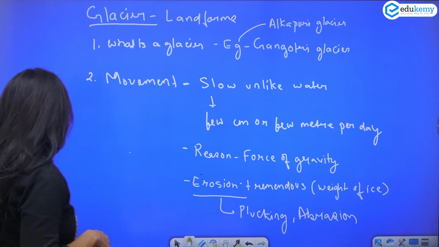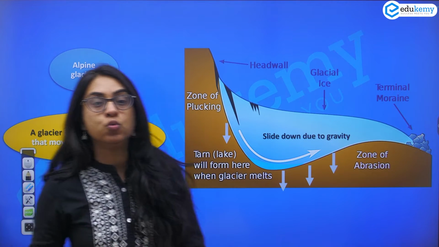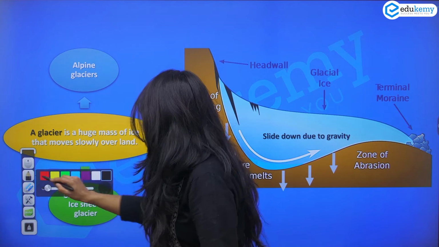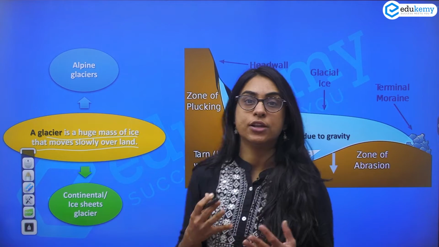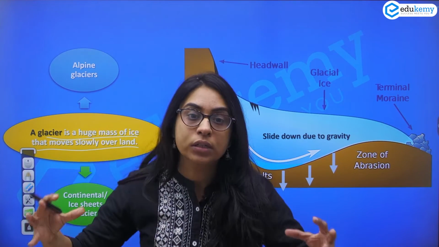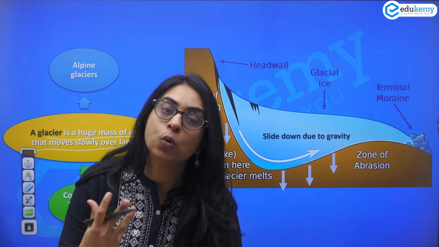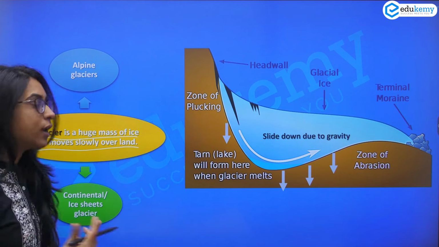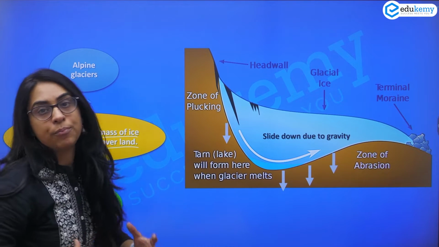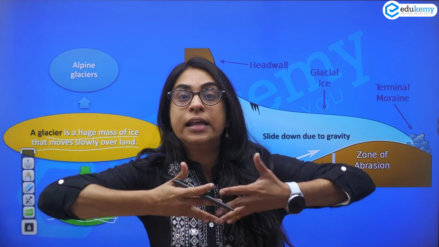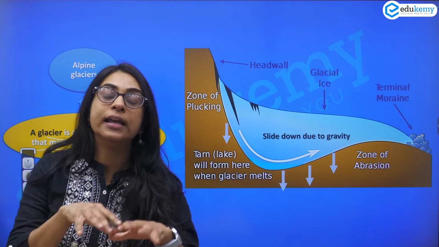So let's first understand what a glacier is. A glacier is basically a huge mass of ice. Any huge mass of ice that moves slowly over the land is called a glacier. It can be over a mountain, or over a large land area. There can be two major types of glacier. One major type is the continental ice sheet glacier. For example, in Antarctica the entire land is covered by the glacier. These are the continental glaciers, or continental ice sheets.